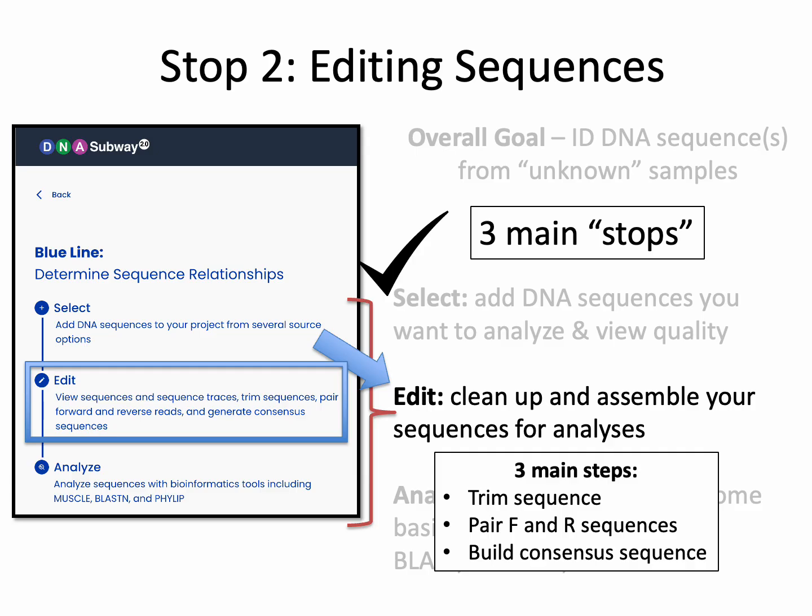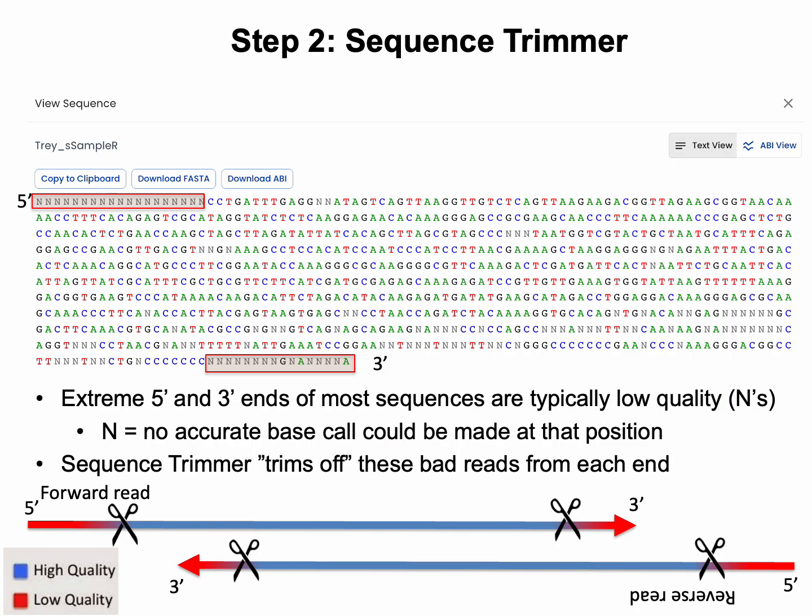Now that we've uploaded our sequences and taken a general look at their quality, we'll go to the next major DNA Subway stop, which is the Edit Sequences stop. Here we'll clean up and assemble our sequences for downstream analyses. So this will involve trimming the sequences and pairing our forward and reverse sequences to build what's called a consensus sequence. So the first stop here is what's called the Sequence Trimmer.